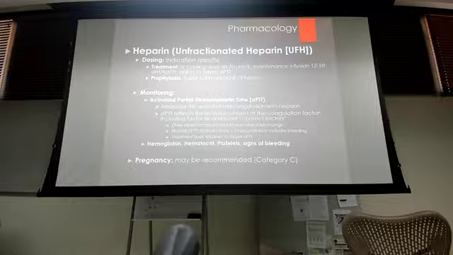Obviously, when you're giving an anticoagulant, you're going to get some blood work. Also look at the platelets, hemoglobin, hematocrit, and you're checking your patient for any signs of bleeding, all the adverse effects of using the medication.